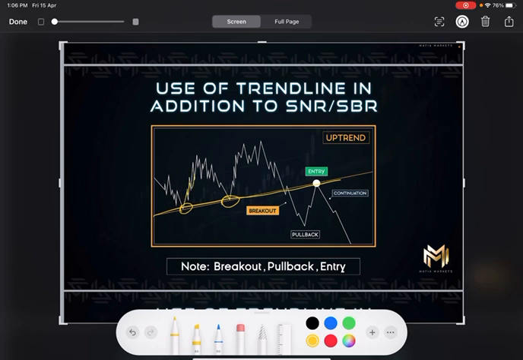Therefore, we can see the price respected the trend line twice, and then it broke the structure. When there is a breakout, what do we do? What do we do, guys? We anticipate a pullback. The pullback comes in waves to the area of your trend line, and then you look for entry and continuation of the trend.